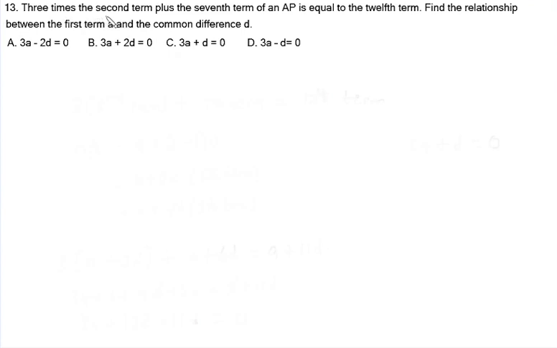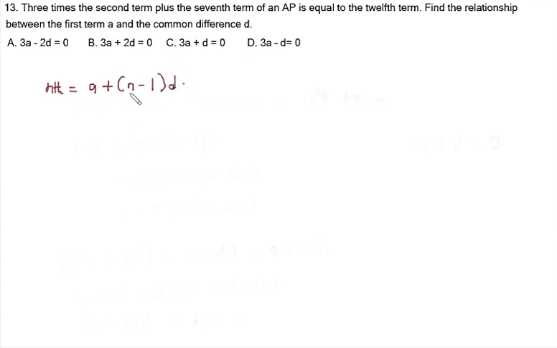We have 3 times the second term plus the 7th term of an AP is equal to the 12th term. Find the relationship between the first term A and the common difference D. One thing I want you to know is that to find a term for an arithmetic progression, let's say you're finding the nth term, the formula is a plus open bracket n minus 1 close bracket d.